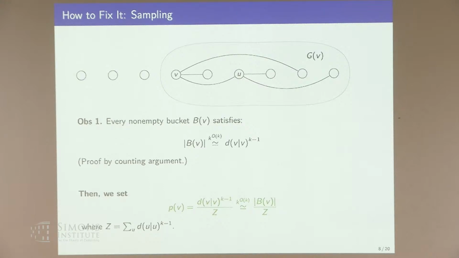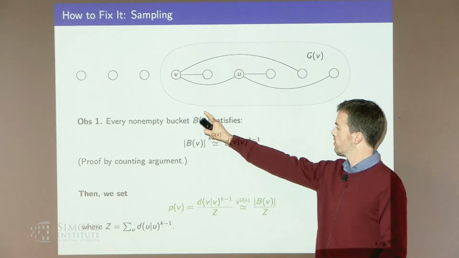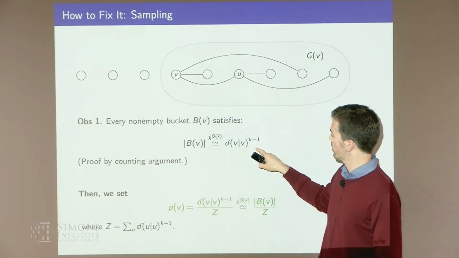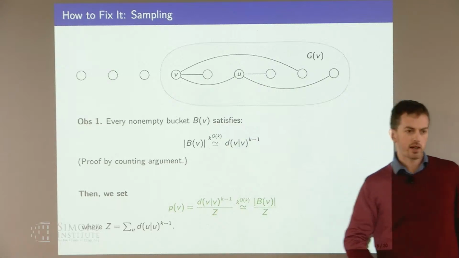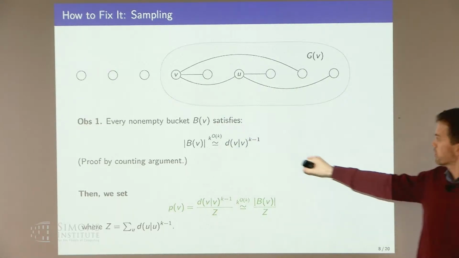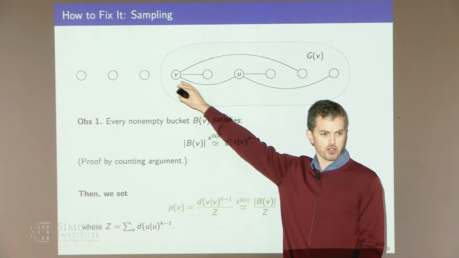And now here's the first crucial observation: thanks to this ordering, if there are graphlets in GV, so the bucket BV is non-empty, then the size of the bucket, so the number of graphlets in it, is roughly the degree of V in GV to the power of k minus 1, by a counting argument. And why is that? Because V is, by construction, the largest degree in this subgraph.